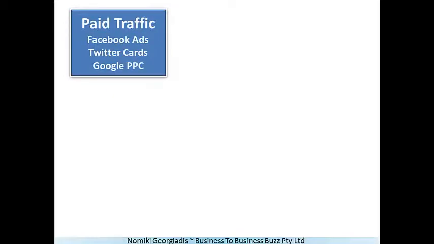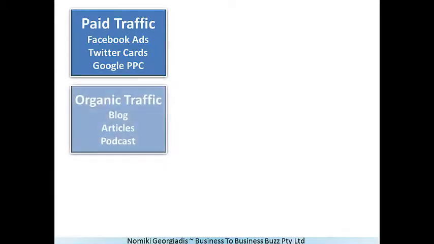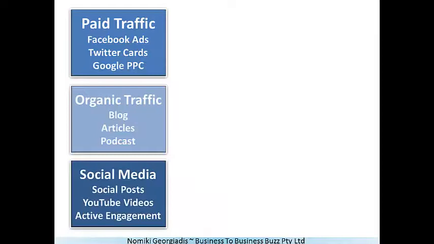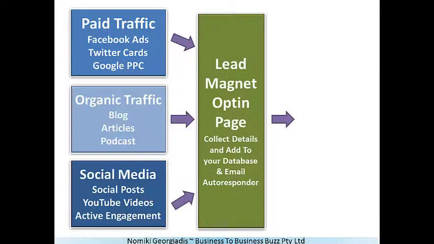Okay, so just showing you the strategy diagrammatically now. In your online strategy for generating leads into your business, you could be using paid traffic, for example Facebook ads, Twitter cards, or Google pay-per-click ads. You could be using organic traffic that's coming from your blog, articles or podcasts, for example, or you could be using social media. It could be social media posts, YouTube videos, or active engagement in community and conversations. They all eventually have a strategy in place to bring visitors to your lead magnet opt-in page.